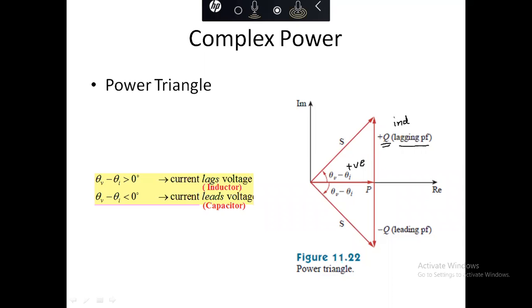And in case the difference between the current phase and the voltage phase is negative, the reactive power is also negative and the power factor is leading, and we have a load which is capacitive in nature.